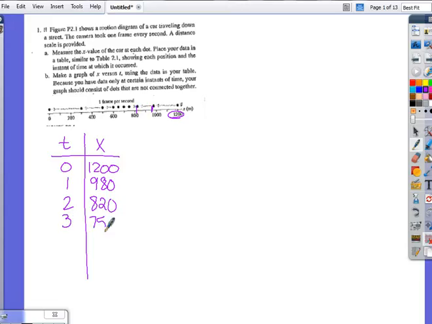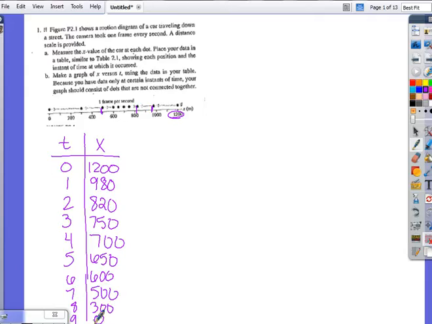3 seconds, 750. 4, 700. 5, 650. 6 was 600. 7 was 500. Okay, now we're right here. 8 seconds was 300, and then I ended up at 0 meters here at 9 seconds. So there's your table for part A.